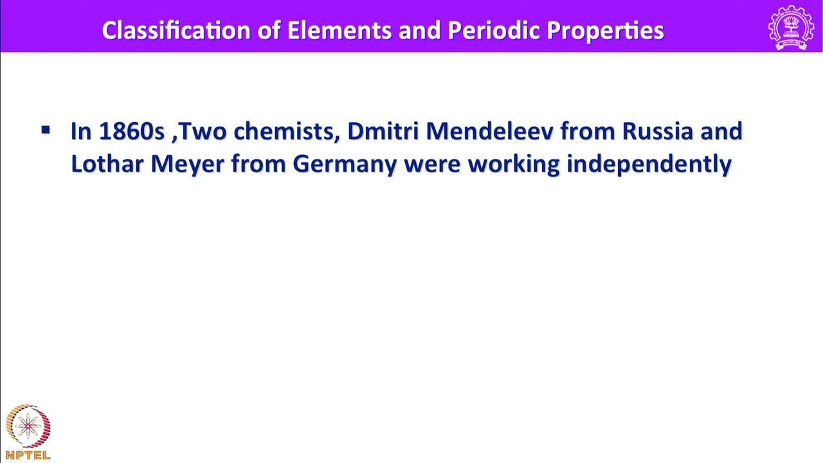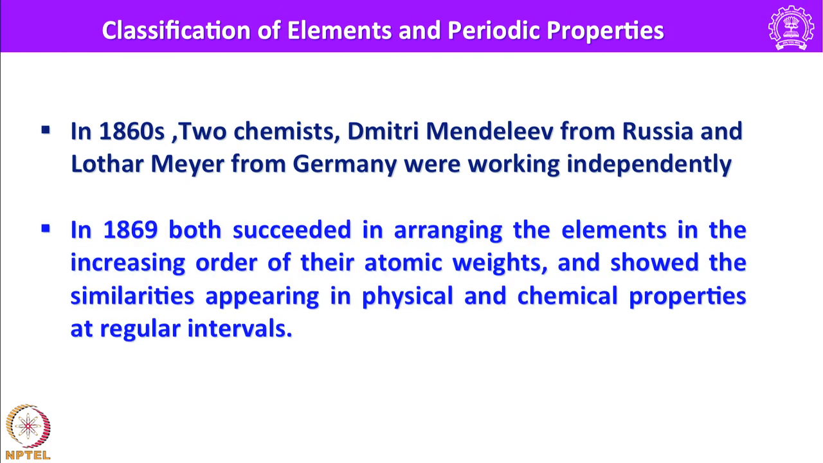In the 1860s, two chemists, one from Russia and one from Germany, that is Dmitri Mendeleev from Russia and Lothar Meyer from Germany, started working independently to come up with a definite organized system to include all known elements in some order. And in 1869, in fact, both of them succeeded in arranging the elements in the increasing order of their atomic weight and showed the similarities appearing in physical and chemical properties at regular intervals.